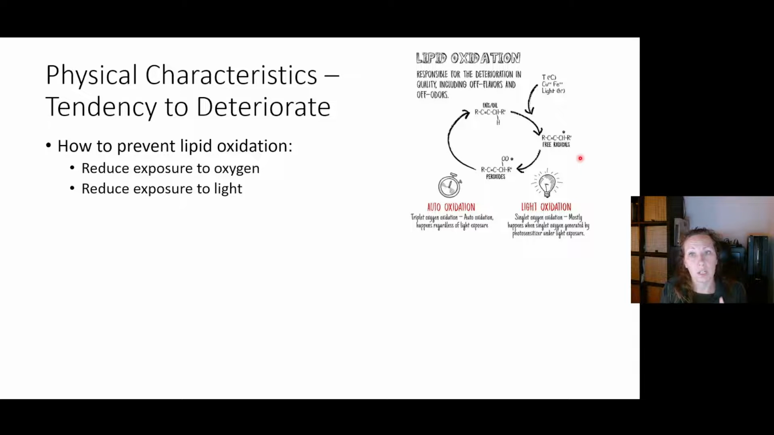And so those dark containers have a purpose. It's not just to hide from you what color the oil is. It's not that at all. It's to help protect that oil from lipid oxidation and keep it from deteriorating.